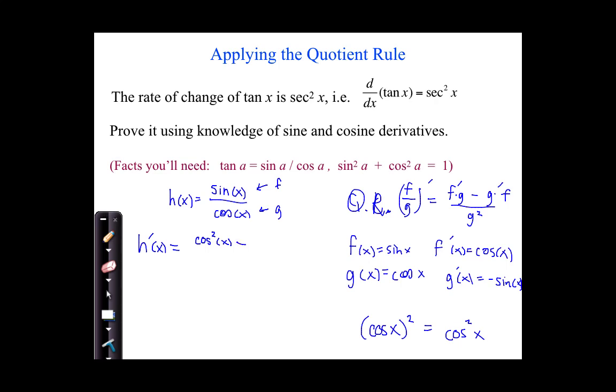But f prime of x times g of x is cosine of x times cosine of x. And then we've got minus g prime times f. Oh, g prime times f is negative sine of x times sine of x. So I'm subtracting negative sine of x times sine of x, which is adding sine of x times sine of x, or adding sine squared of x. That's our numerator. Denominator is the original denominator squared, so cosine squared of x.